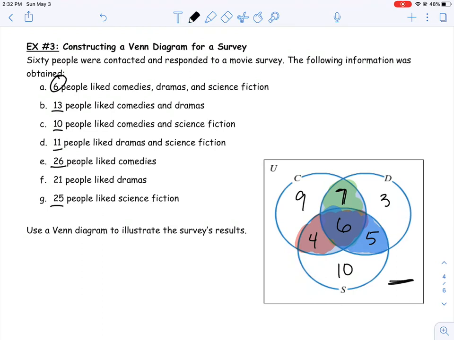Now be careful. Isn't there an amount of people that don't like comedies and don't like dramas and don't like science fiction? So we've got to figure out how many people go outside that don't like any of these.